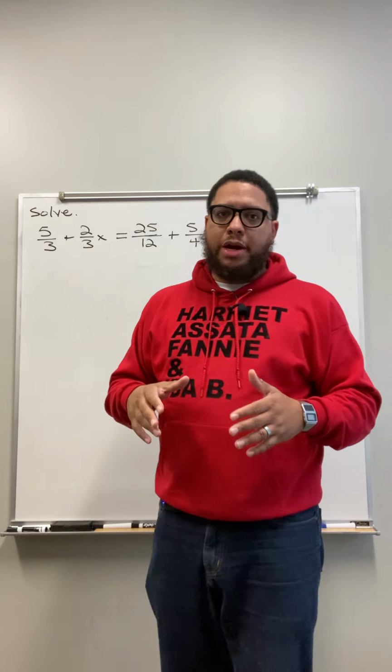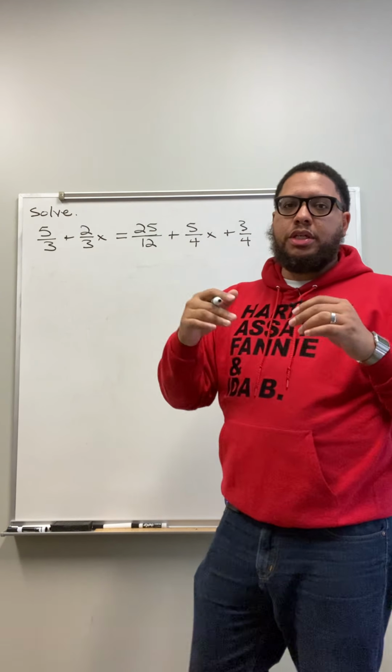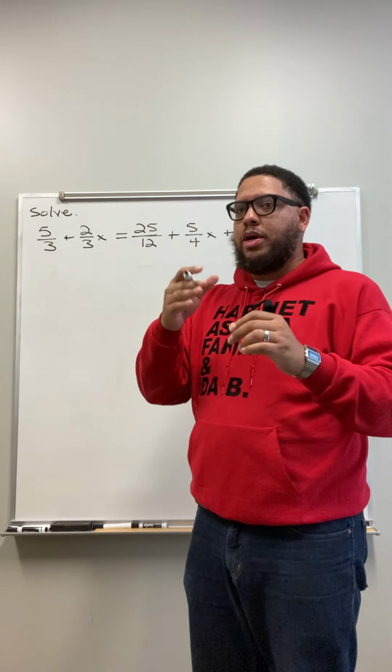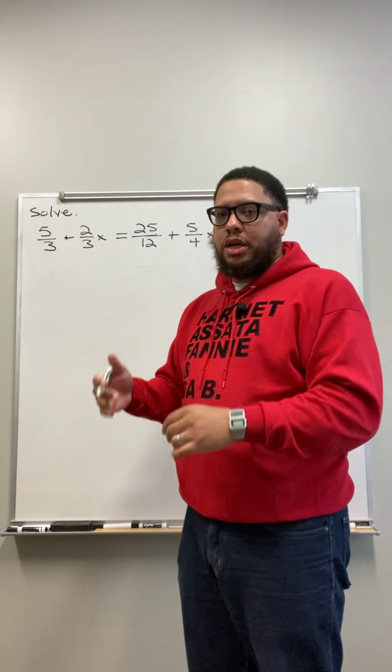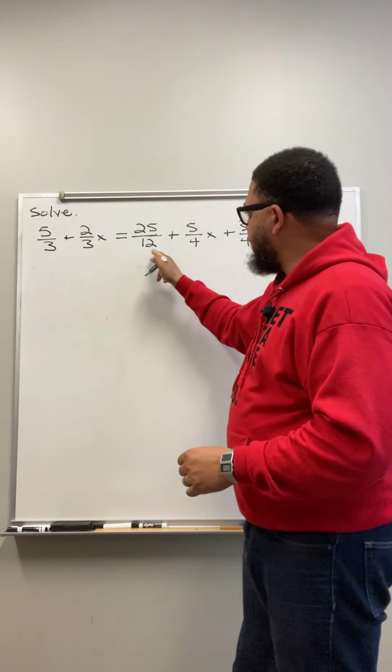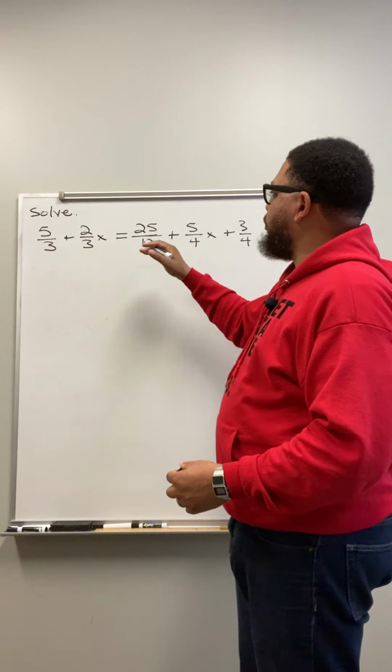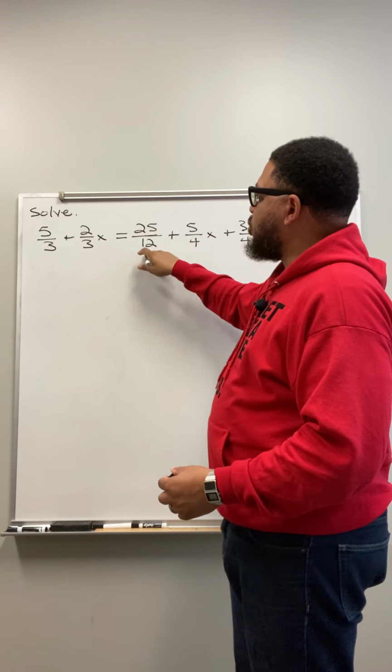Now, what we got to ask ourselves is, what is the LCD of all those fractions, right? The L in LCD stands for least, the C is for common, the D is for denominator. What is the smallest number that all of these denominators can divide into evenly? That's what we got to ask ourselves. And we end up figuring out that it's 12.